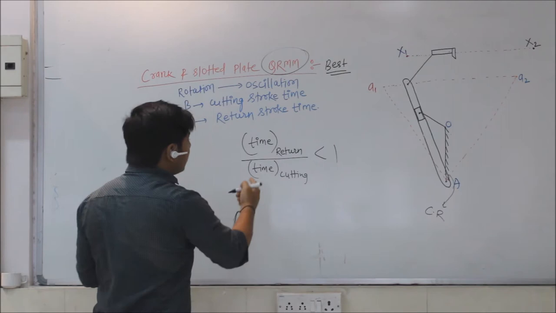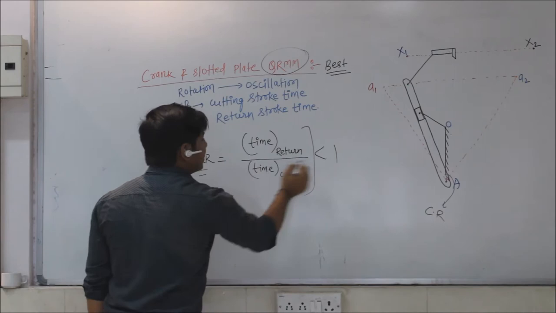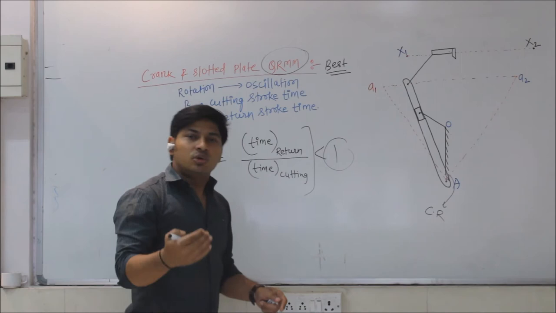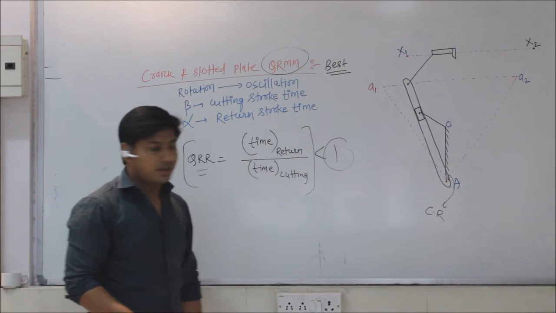This is also known as the quick return ratio, Q. If the quick return ratio is given as less than 1, it means the ratio of return time upon cutting time is given. If it is given greater than 1, which generally is not given, but if it is, it is the opposite: the ratio of cutting time upon return time is given in the question, and you have to solve in that way. So just remember this one.